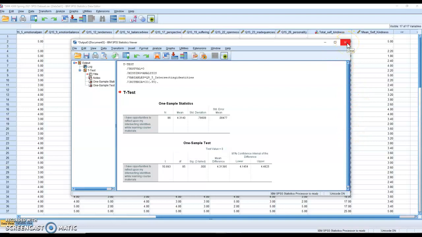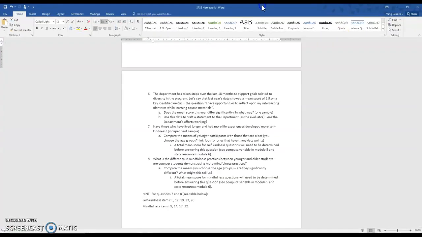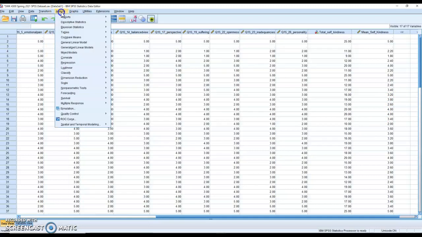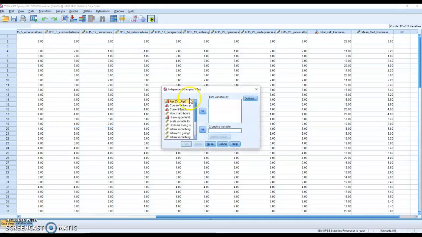But we're also going to look at questions like number 7, which we're going to move over here, which asks us, have those who have lived longer and had more life experiences developed more self-kindness? So for this, we need to do an independent sample. And so to do an independent sample t-test, you come over here to analyze, compare means, independent samples t-test.